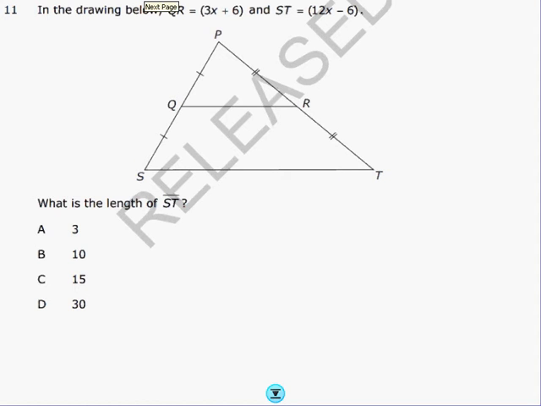All right, in the drawing below, QR is equal to 3x plus 6. This is length, not angles. And ST is 12x minus 6. Okay, well, this is the mid-segment of a triangle. And hopefully you remember that it's basically half the length of that. You can clearly see that they're not equal. So when in doubt, just try to think your way through it. So we'll say that this is about half as long. It's actually exactly half as long as the other side.